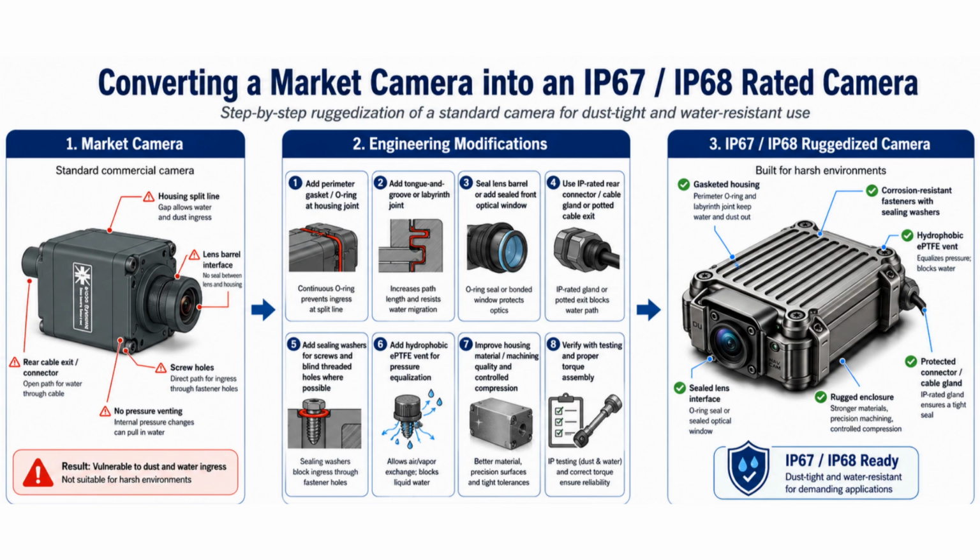The middle section shows the engineering modifications required. First, a continuous perimeter gasket or O-ring is added between the housing parts. This creates the primary barrier against dust and water. A tongue and groove or labyrinth joint can also be introduced to make the water path longer and more difficult. The lens barrel is then sealed with an O-ring or protected behind a sealed optical window. At the rear, the cable exit should use an IP-rated connector, cable gland, overmolded cable, or potted exit.